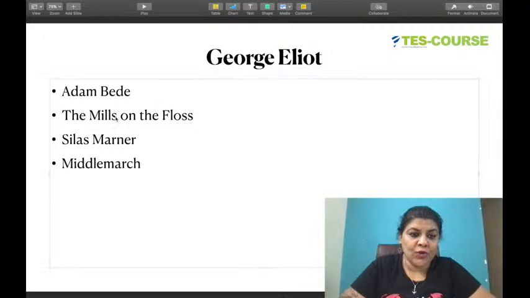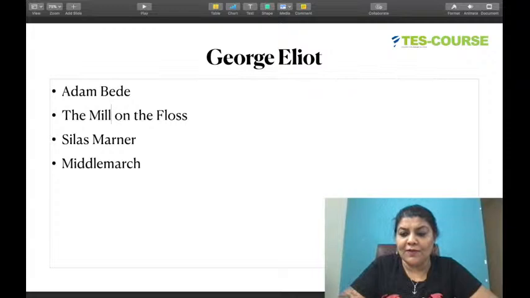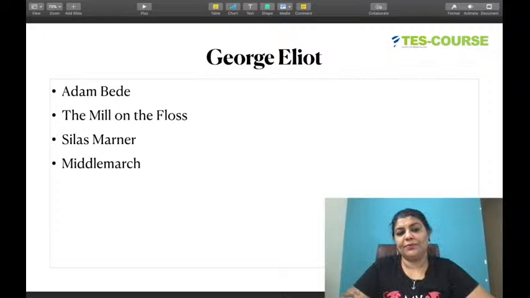George Eliot. Which of these novels is set in the place called Raveloe? It is Silas Marner. Dorothea Brooke and Tertius Lydgate are characters in which of these novels? Middlemarch. Which of these novels is set in Hayslope? It is Adam Bede. Very good.